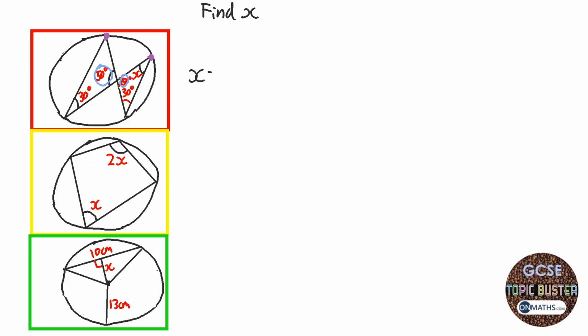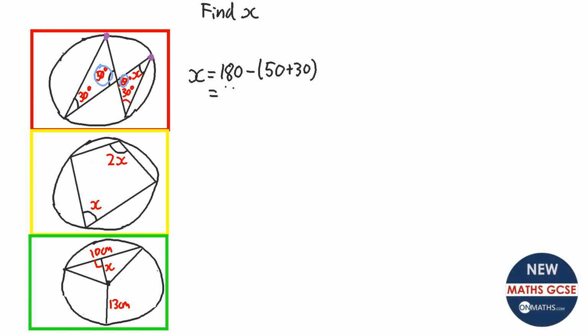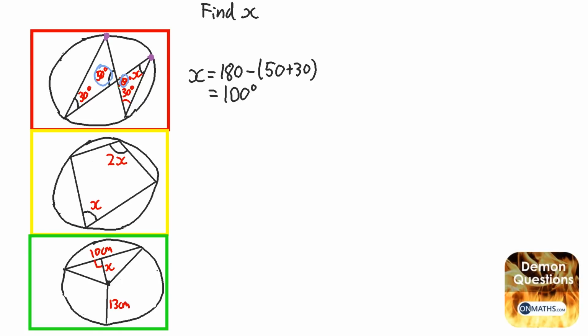And then to work out x, we're going to do 180 take away 50 plus 30, which is 100 degrees. So the reasons you need for this one are angles from the same chord, vertically opposite angles, and angles in a triangle, and you need to make sure you get all 3 of them to get the mark.